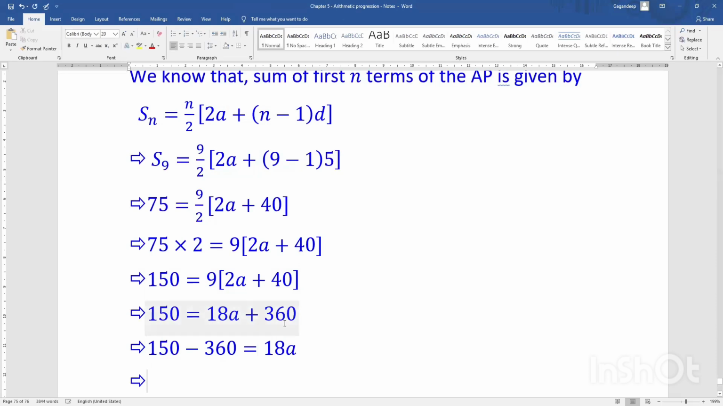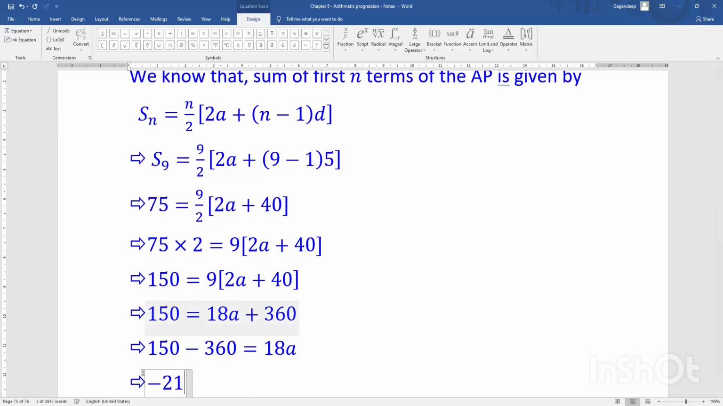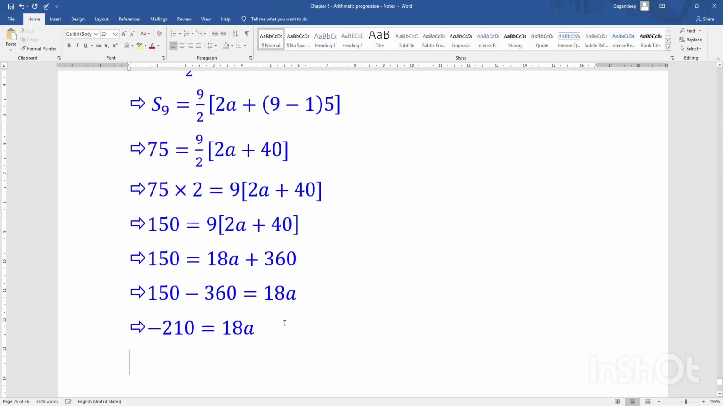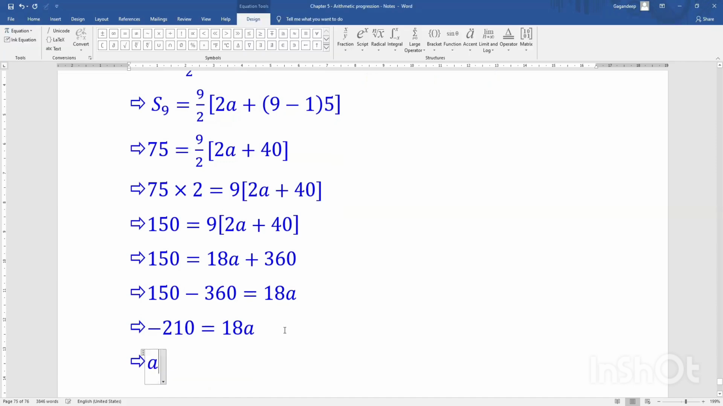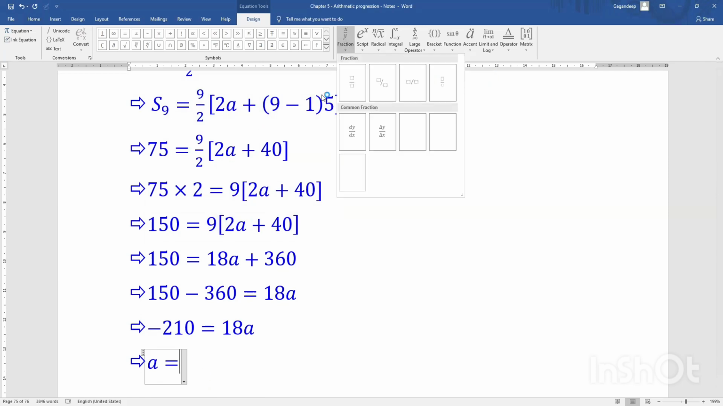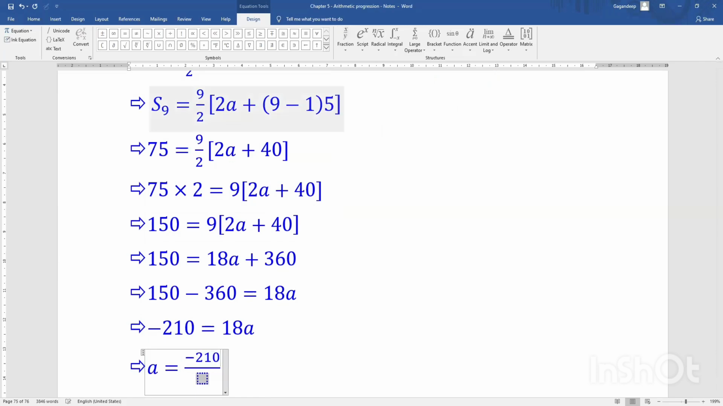So now 150 minus 360 will give you minus 210. So minus 210 equals 18a. Or we have a equals minus 210 by 18.